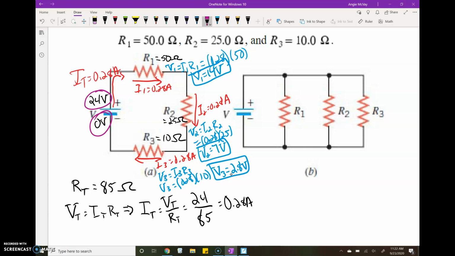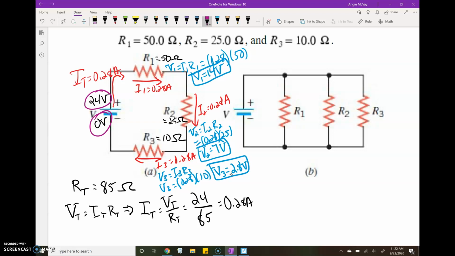So we start out with 24 volts, right? We lose 14, 7, and 2.8 volts. So if we add those 3 potential drops together, we end up with 23.8 volts of potential drop provided by the resistors. Now, we're going to go ahead and say that that's good enough for government work.